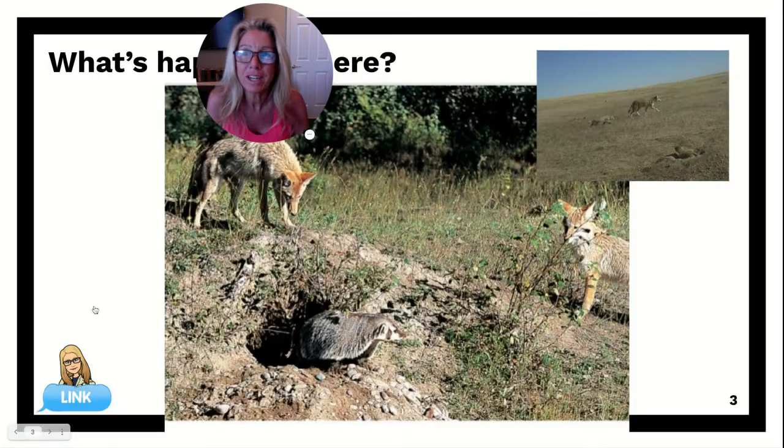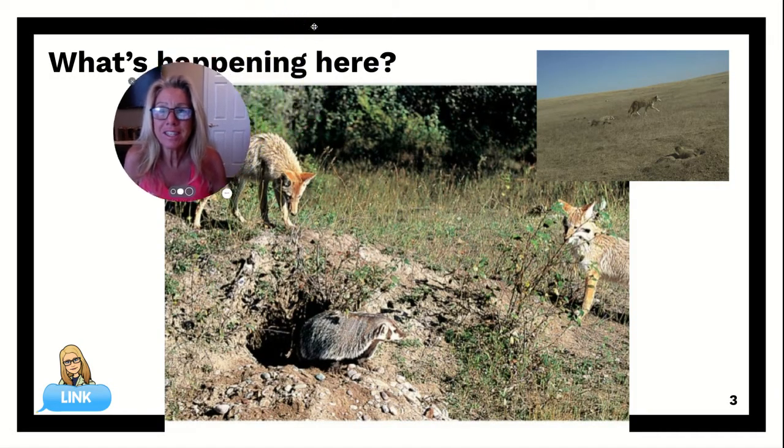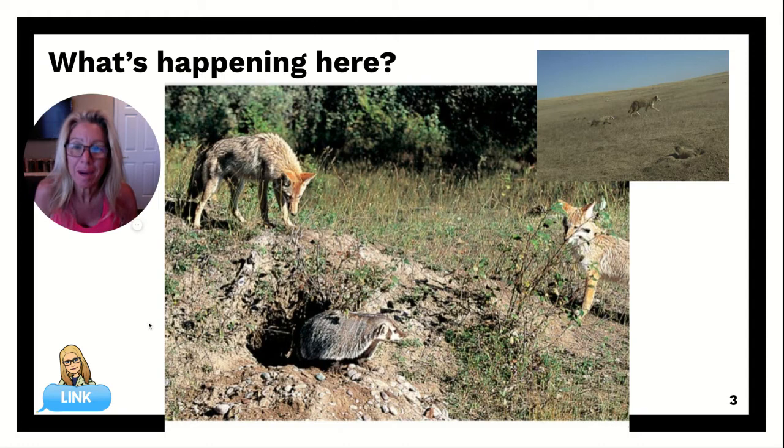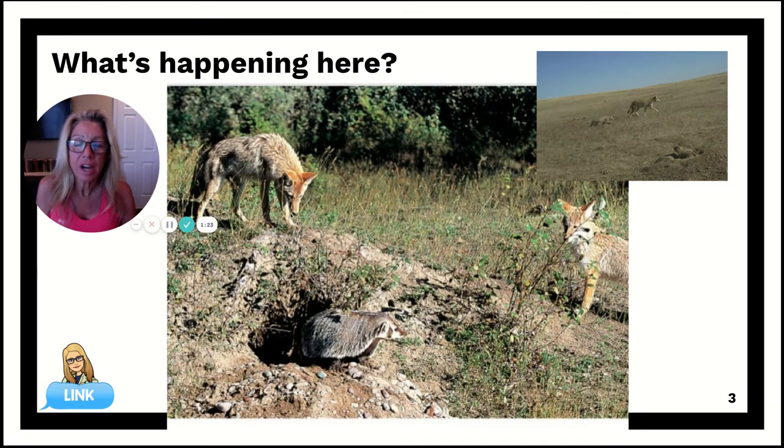Let me keep going here. And I want to start with this picture. And what do you think is happening here? So you have two carnivores, and is one hunting the other? And it turns out they're actually hunting together. So what's happening is that the coyotes and badgers are working together to hunt prairie dogs.